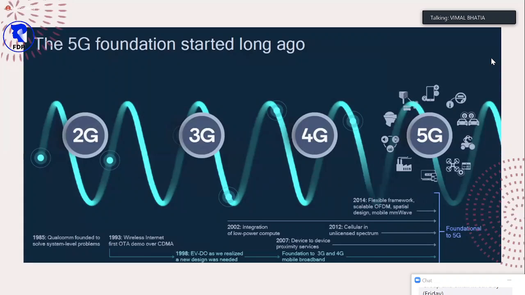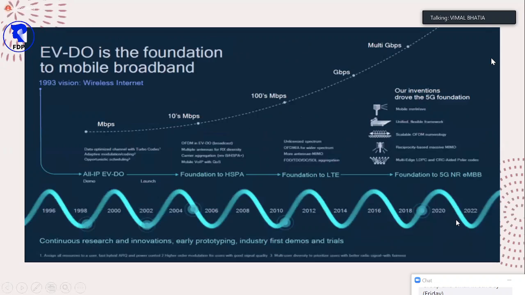And technology-wise, it didn't happen overnight. There has been work since 1985. Some of the technologies like OFDM, millimeter wave, unlicensed spectrum, and others have all been tried and tested before in different standards, and they all come together in making the foundation of 5G. And these are some of the data rates that we're looking at, from Mbps to 10 Mbps, 100 Mbps, Gbps to multi Gbps, and we have these technologies, so multi-edge LDPC.